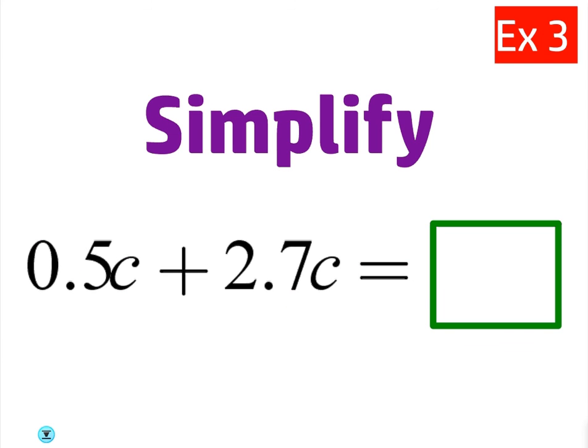Number 3. It's okay if we have decimal coefficients. So we have 0.5c plus 3.2c. Good. 3.7, and then the c stays the same. Most of the time, c is a constant number, but it can be a variable, just so you know.